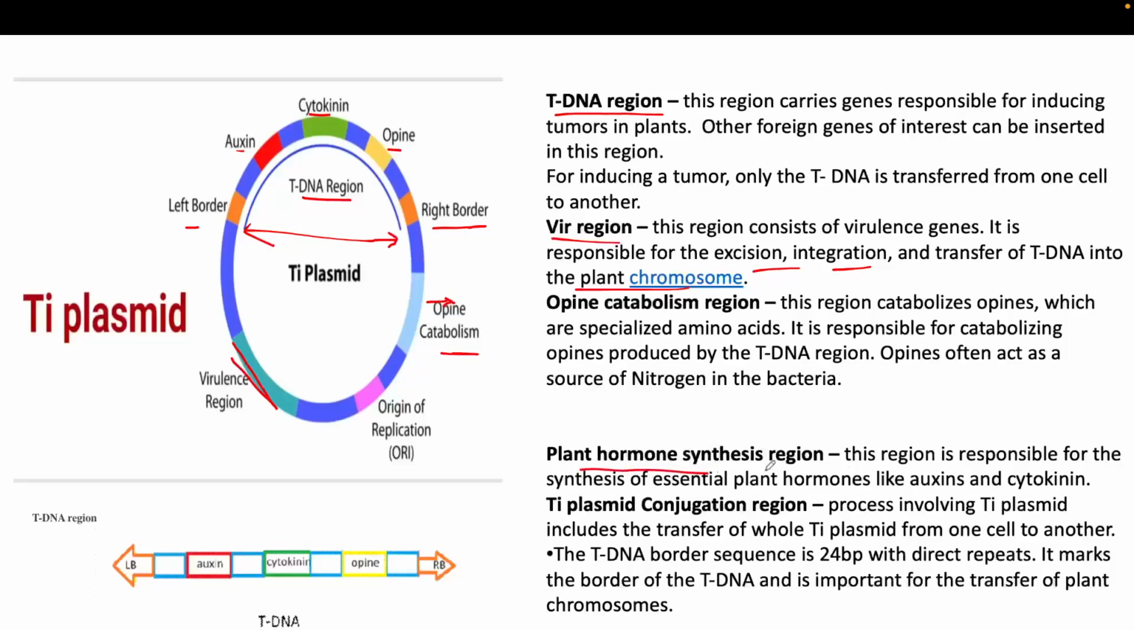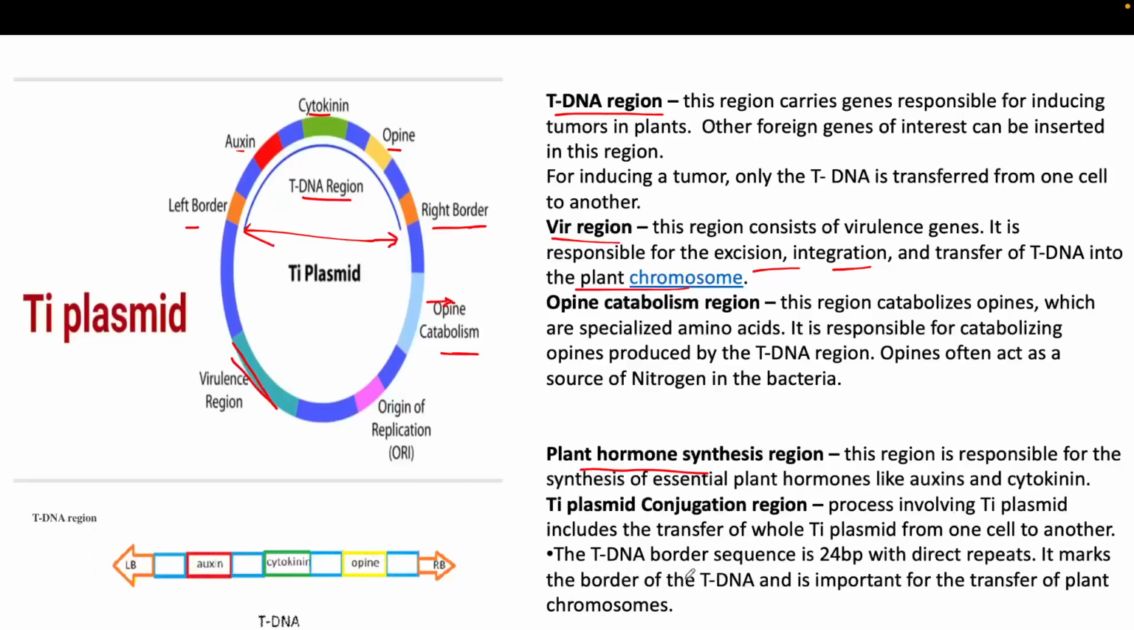Then apart from these three essential regions, there are other regions like the plant hormone synthesis region. This region is responsible for the synthesis of essential plant hormones like auxin and cytokinin. And the second one is the conjugation region, which is helpful to transfer the Ti plasmid during the transfer of T-DNA from one cell to another.